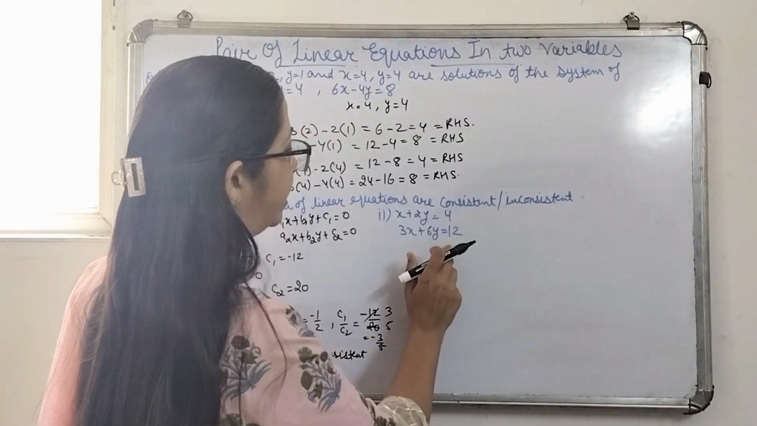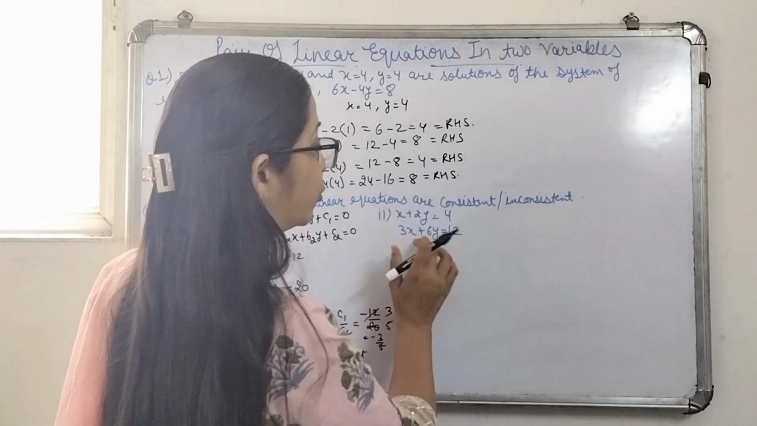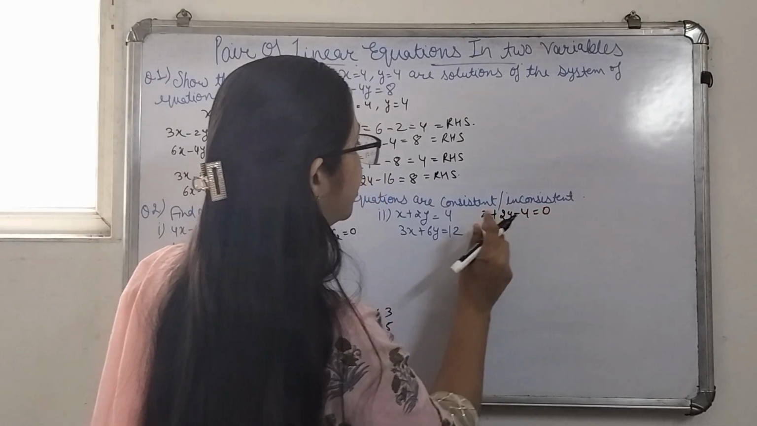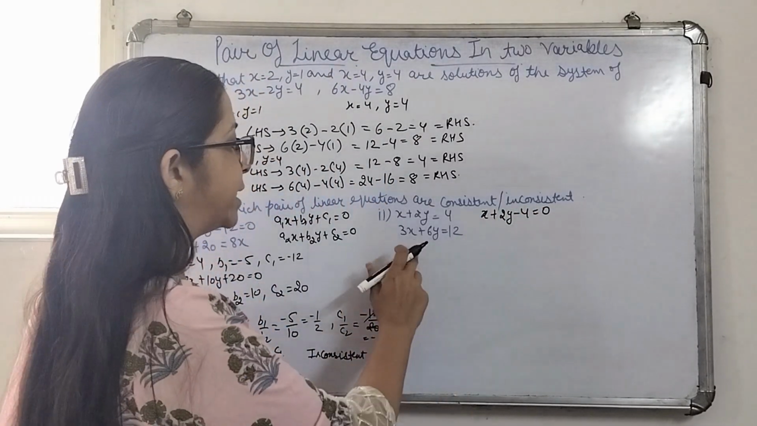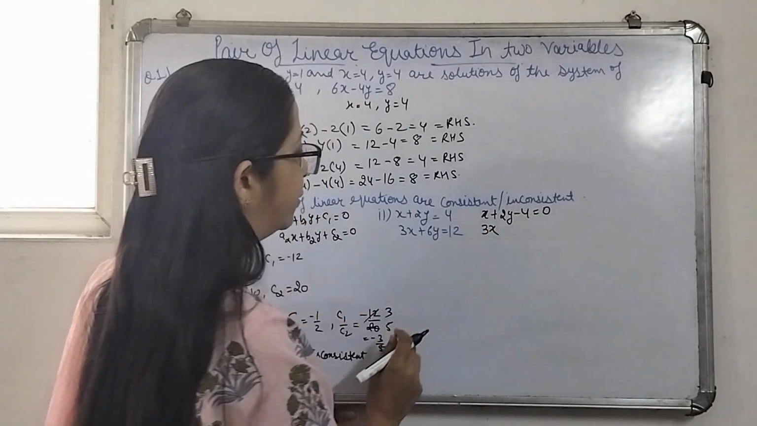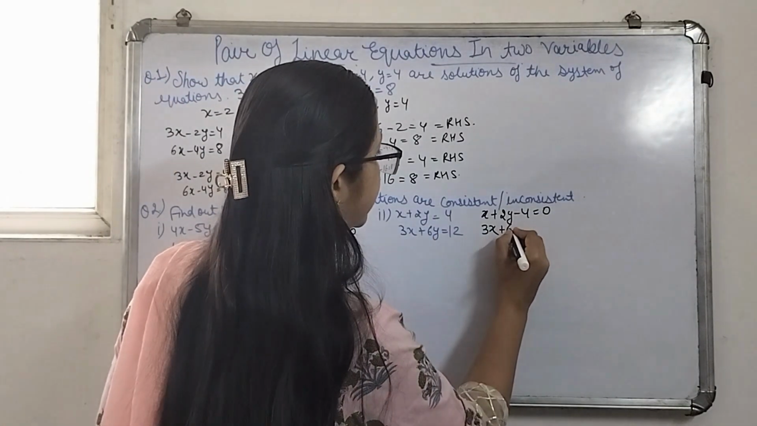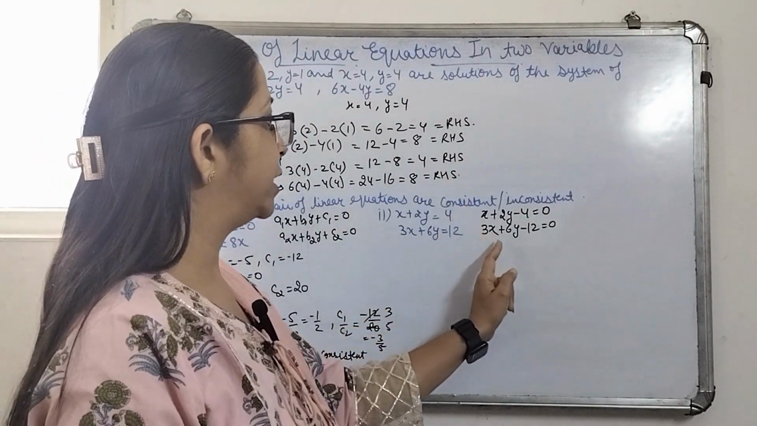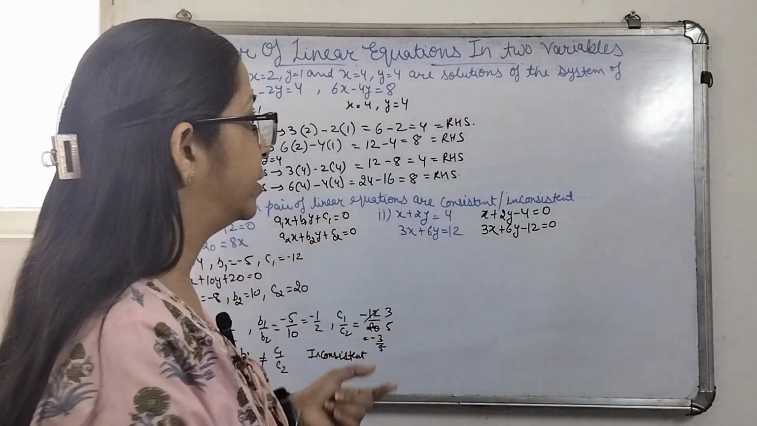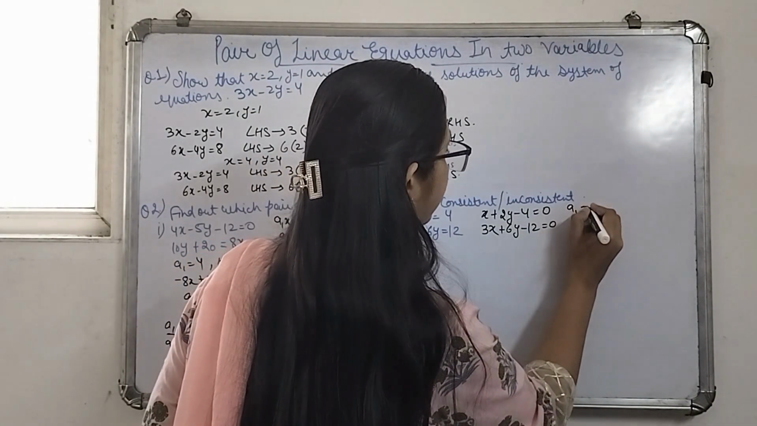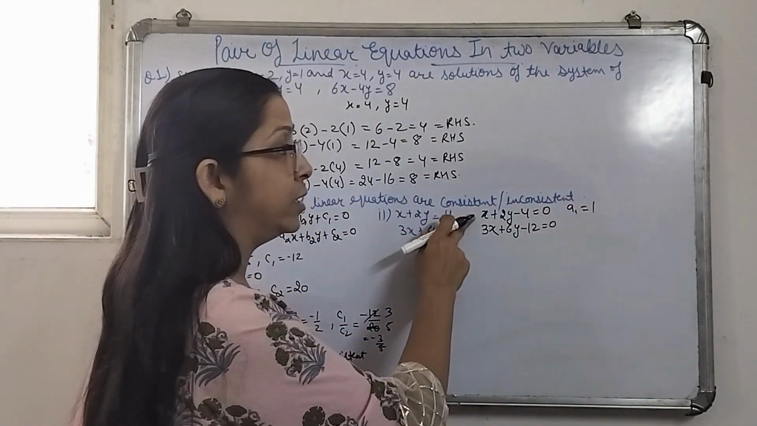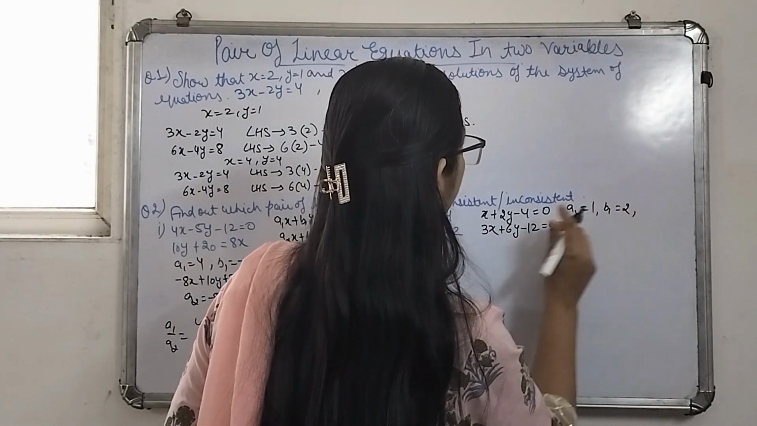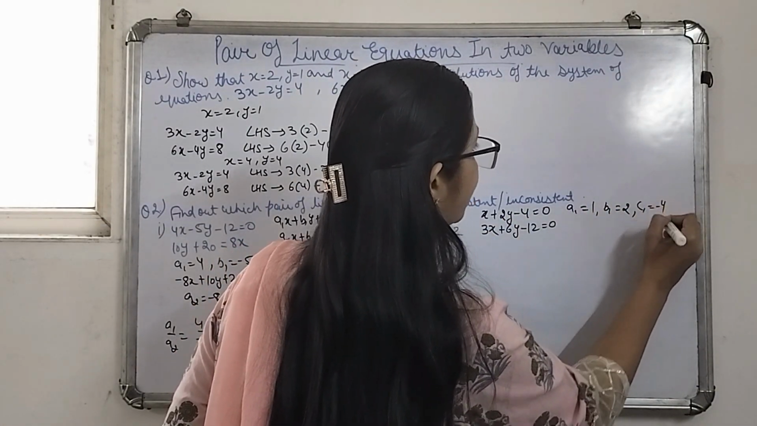If we convert these into the standard form, the first becomes x plus 2y minus 4 equals 0. Now this is in the standard form. The second equation in standard form will be 3x plus 6y minus 12 equals 0. Comparing with the standard form, the coefficient of x is 1, so a1 is 1, b1 is 2, and c1 is -4.